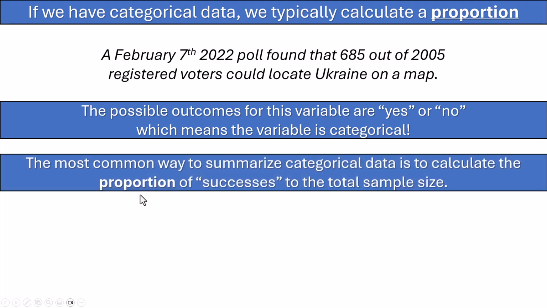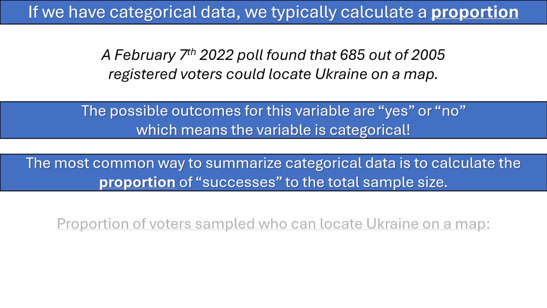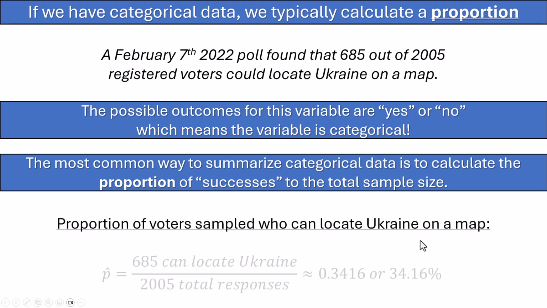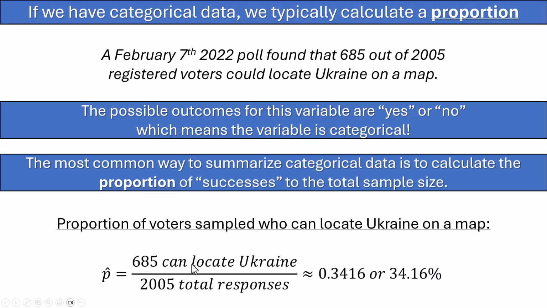The most common way to summarize categorical data is to calculate the proportion of quote-unquote successes to the total sample size. If we wanted to calculate the proportion of voters sampled who can locate Ukraine on a map, we would take the 685 individuals who could locate Ukraine on a map and divide by the sample size of 2005. The result would be approximately 0.3416, or 34.16%. We would use p hat to represent this value because this is a proportion that is based on a sample.